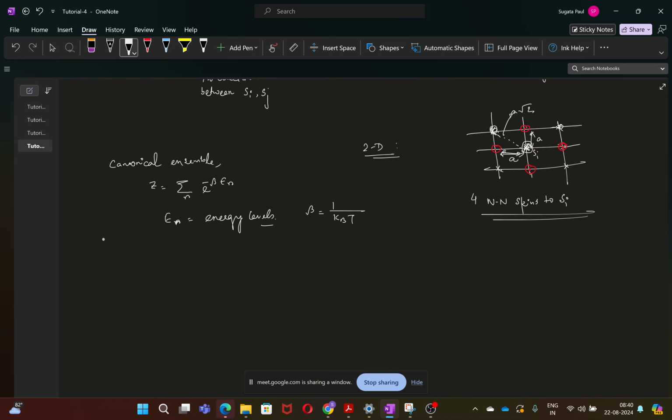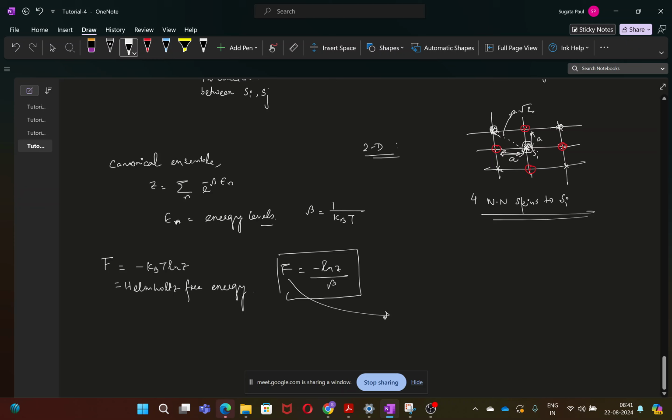Now we can also define a free energy for this particular ensemble, which is given as F. F is your Helmholtz free energy, which is written as minus kBT ln Z for this canonical ensemble. So it is a logarithm taken over the partition function with this kBT term, which is basically 1 by beta. So that means your F is equal to minus ln Z by beta, right?